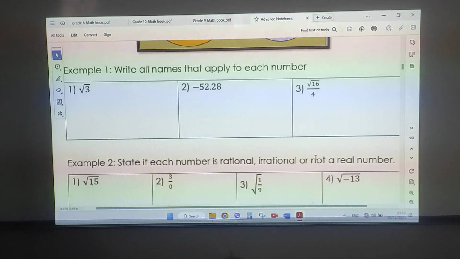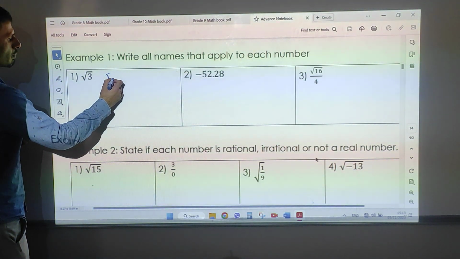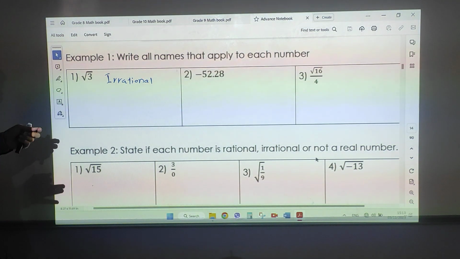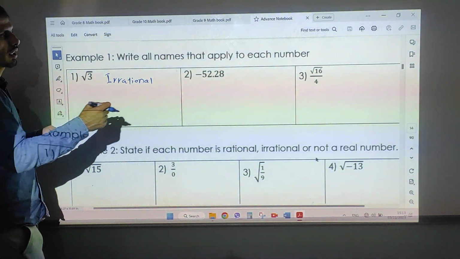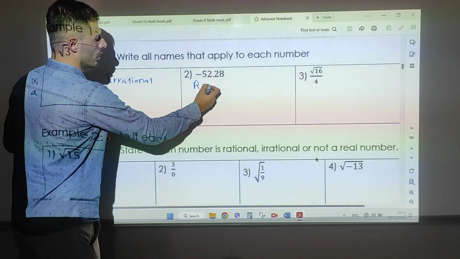Now we have some questions. Example 1: write all names that apply to each number. The names are natural number, integer, rational, irrational. Any natural number or any integer is directly rational. This one, is it rational or irrational at first? It is irrational because it's not perfect. When it's irrational, it cannot be an integer or a natural number. This one is a decimal. Decimals are not natural numbers, decimals are not integers, but the decimal is ending. There is an ending, we can see. In this case, it is only rational.